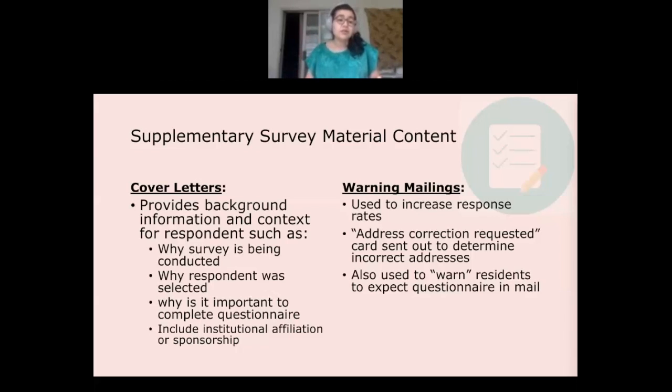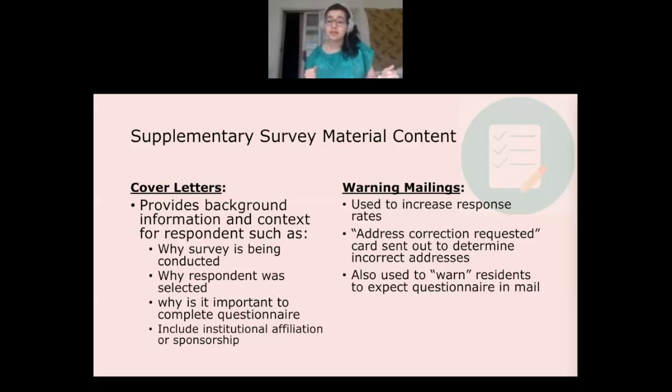You want to make sure your cover letter too doesn't have any affiliation that might have some controversial image or have a specific response from the respondent that might make them not want to take the survey. So yeah, just be wary of that.